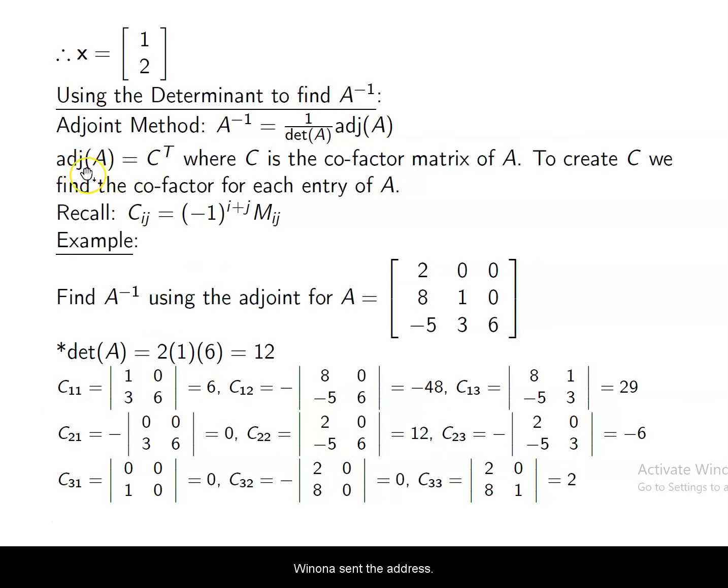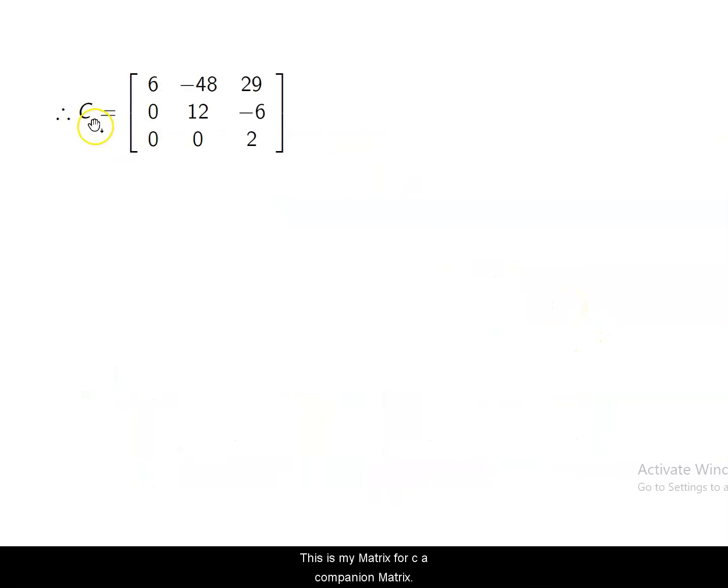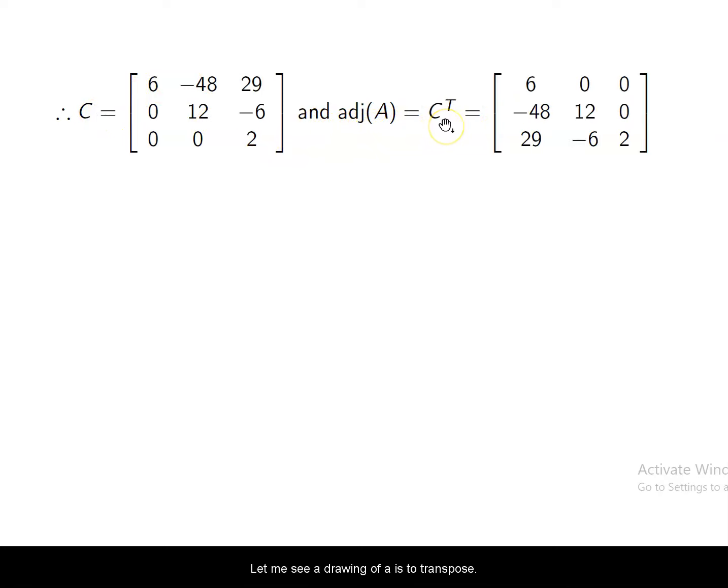But notice that the adjoint of A is the transpose of that. So on this next screen, I will write this matrix, the 6, 0, 0, negative 48, 12, 0, 29, negative 6, 2, and then I will transpose it. I'll flip it across the diagonal. And I will multiply it by 1 over the determinant of the original matrix, which was 12. So I'll divide all of these values by 12, and I'll transpose them. This is my matrix for C, my companion matrix. That means that adjoint of A is C transpose. So I transpose this matrix, the diagonal stays the same. That's adjoint of A.